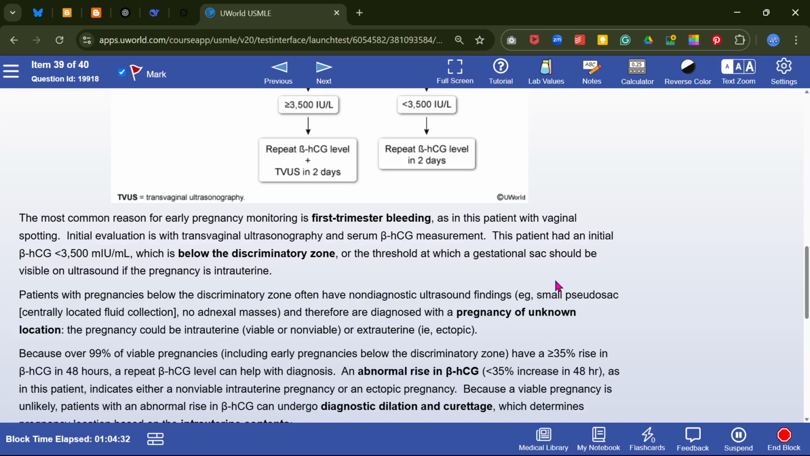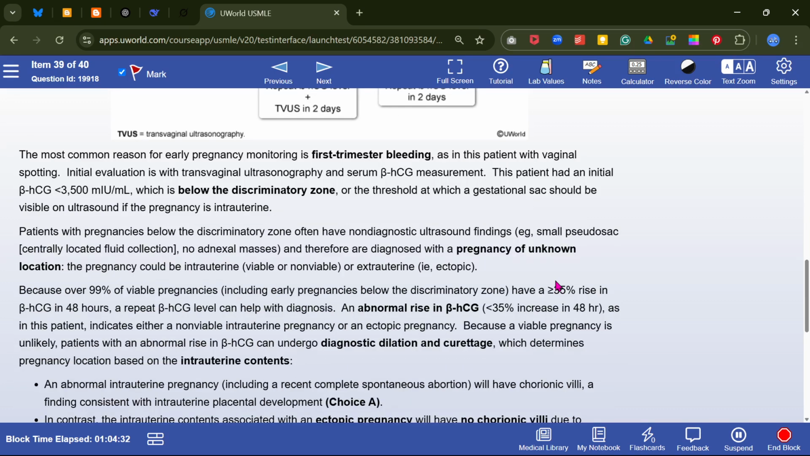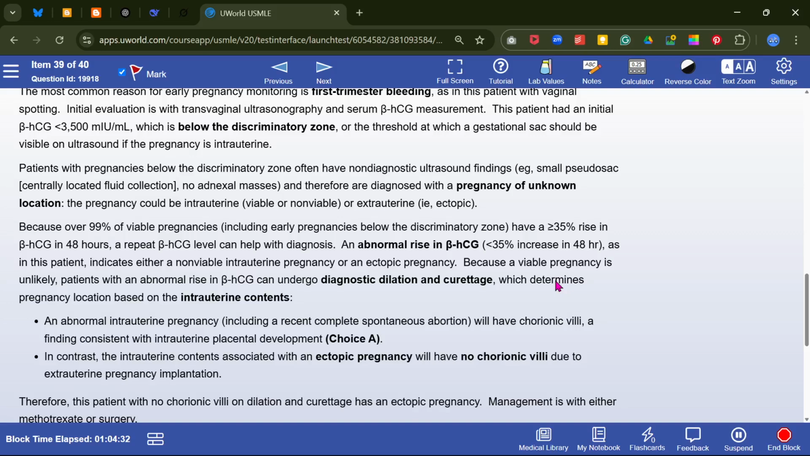A repeat beta hCG level can help to diagnose an abnormal rise in the beta hCG. Less than 35% increase in 24 hours in this patient indicates a non-viable pregnancy or ectopic pregnancy. Because a viable pregnancy is unlikely, patients with abnormal rise in the beta hCG can undergo D&C, dilatation and curettage, which determines pregnancy location from the intrauterine content.